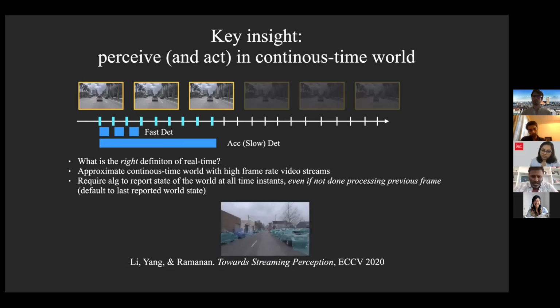So the claim I want to make is that we're going to come up with a way to think about metrics where we require an algorithm to report the state of the world at all time instants, even if it's not done processing the previous frame. And if by default the algorithm doesn't report anything, we'll just use the last report that it did give.